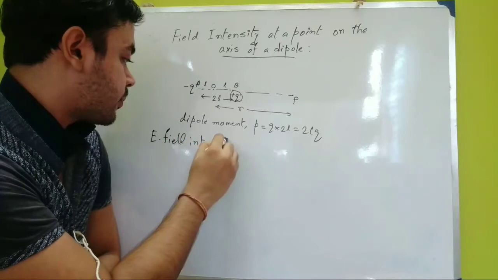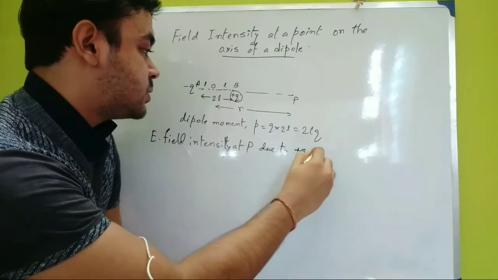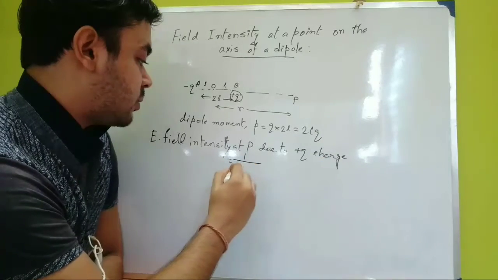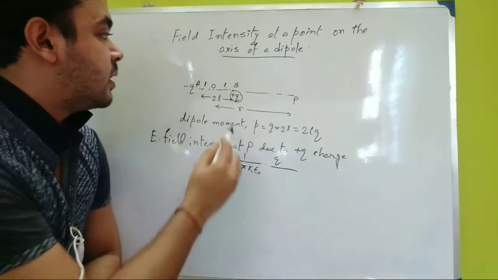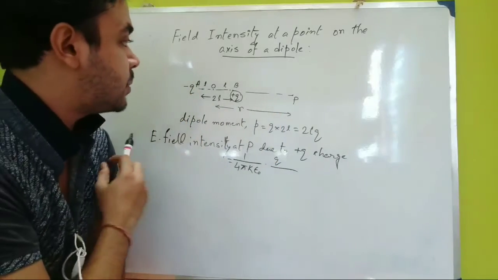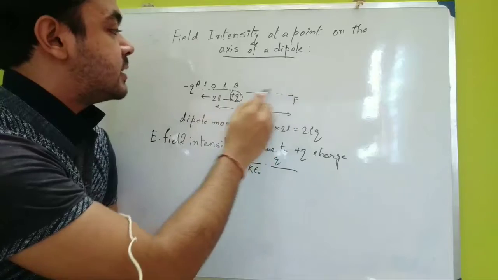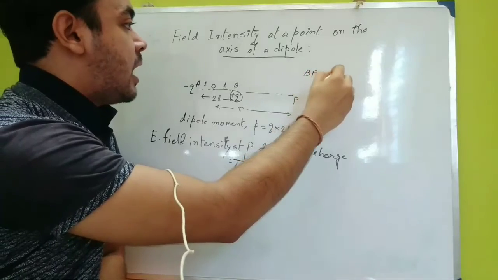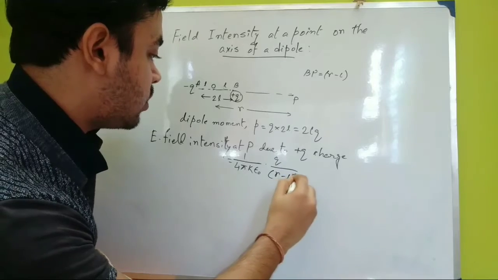Now the electric field intensity at P due to the plus q charge is 1 by 4 pi k epsilon 0 into q divided by the square of the distance between plus q and P, that is, the distance between B and P. The total distance OP is r and OB is L, so BP will be r minus L. So E1 equals 1 by 4 pi k epsilon 0 into q by (r minus L) whole square.